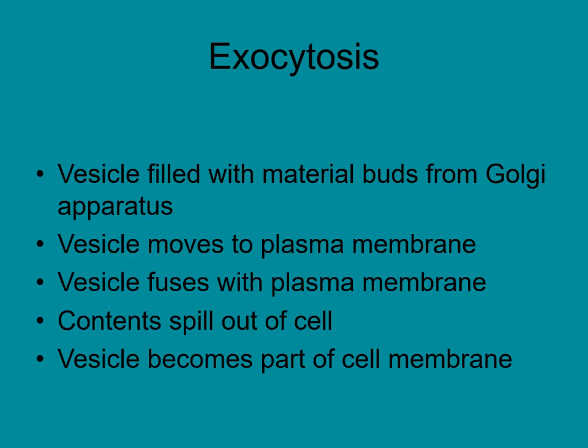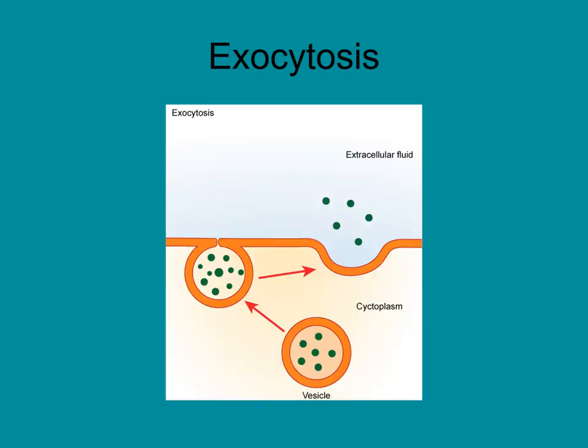For exocytosis, usually what you have is a vesicle that's been filled with material, and oftentimes it's coming from the Golgi apparatus, which we'll talk in a bit about what that is. That vesicle is going to move towards the plasma membrane. It actually fuses with the plasma membrane, and when it fuses with it, it spills everything that was inside of it out of the cell. That vesicle then becomes part of the cell membrane. So here's your material. Vesicle moves up, fuses with the membrane, spits everything out. What happens to the vesicle? As I said, it becomes part of the plasma membrane.